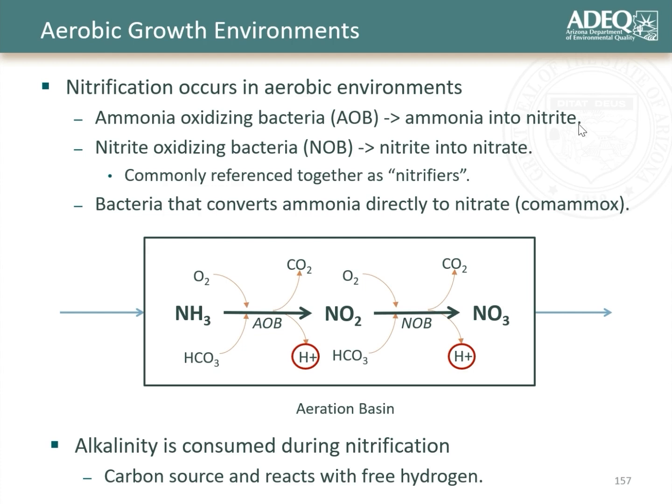These processes do give off some waste products associated with them. One is carbon dioxide, which goes off in the air, very similar to the heterotrophic bacteria, but it also does produce hydrogen ions, which do consume alkalinity as part of the process. That's going to be something that we're going to be talking about more in terms of impact on the process later on.